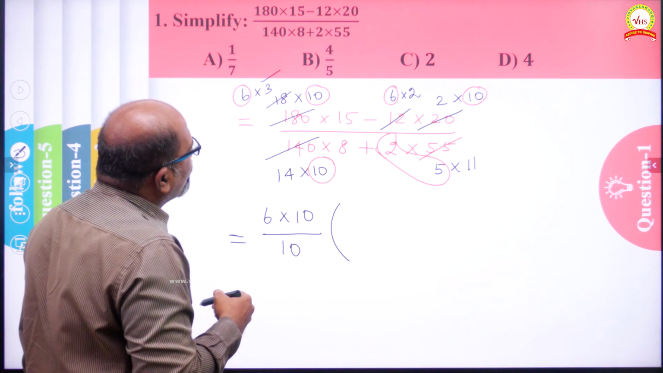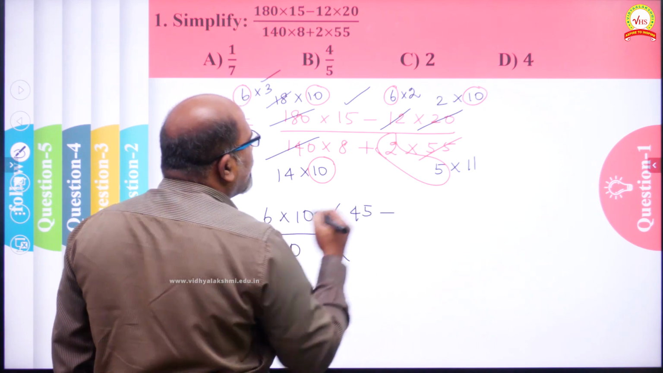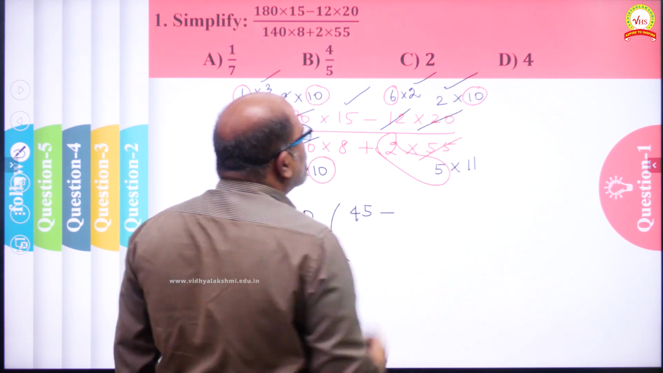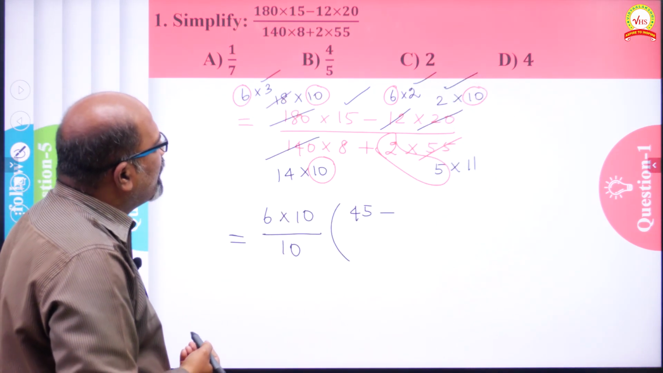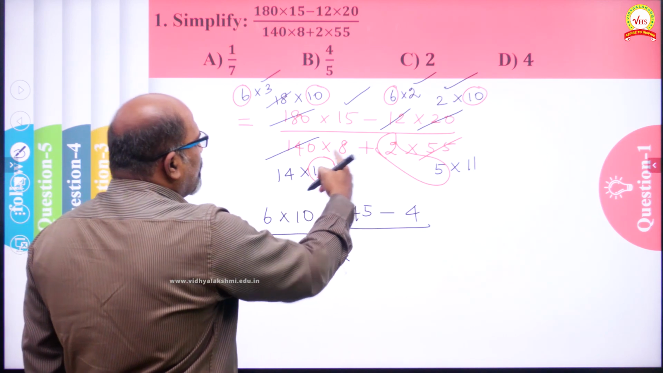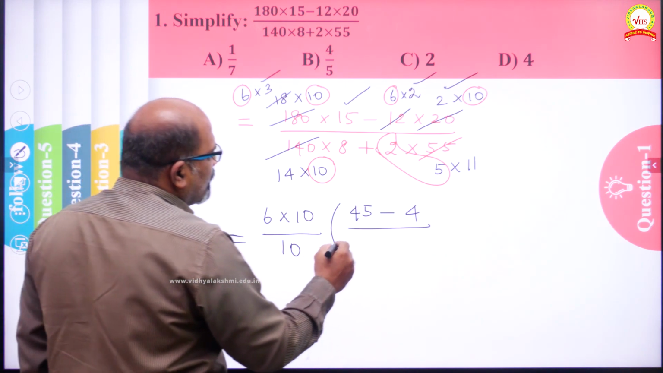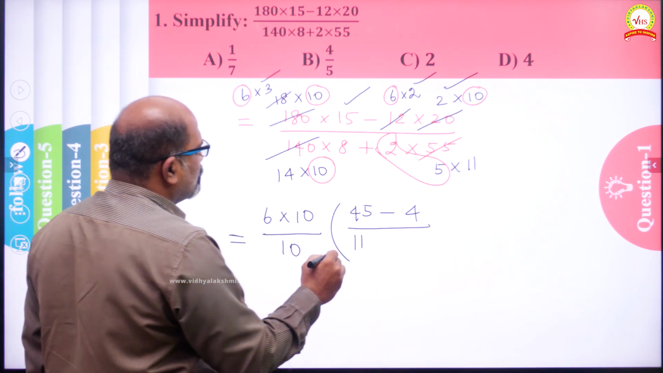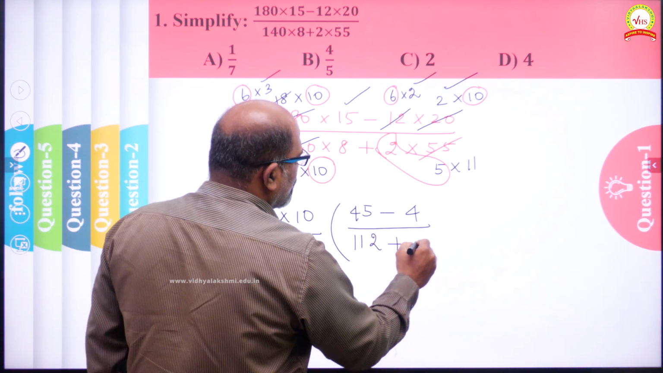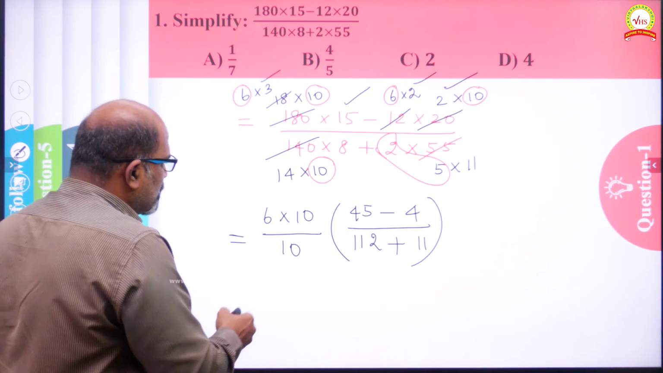Here 3 is remaining, and 15 is there. So 3 multiplied by 15 is 45. 45 minus, and here after taking out this 6 and 10, we are having 2 there, so 2 2s are 4, the whole divided by, here 14 multiplied by 8 we are having. So 14 multiplied by 8 is 14 into 8, 112. 112 we are having, 14 multiplied by 8 plus 11, okay, plus 11. Then we can go for further simplification.